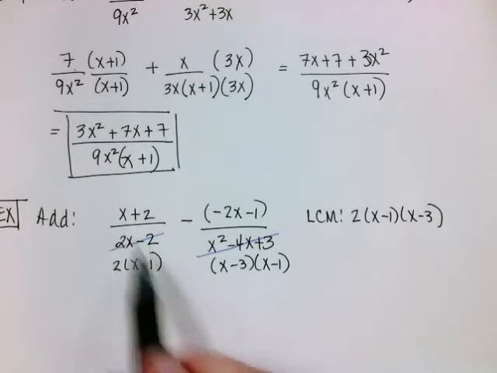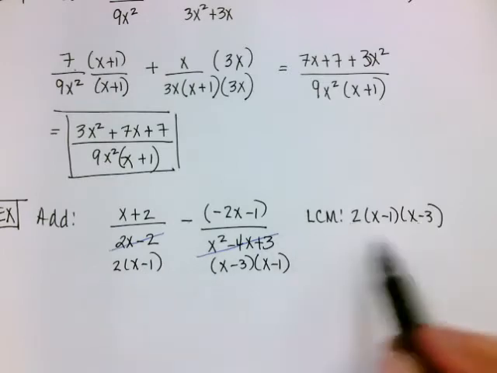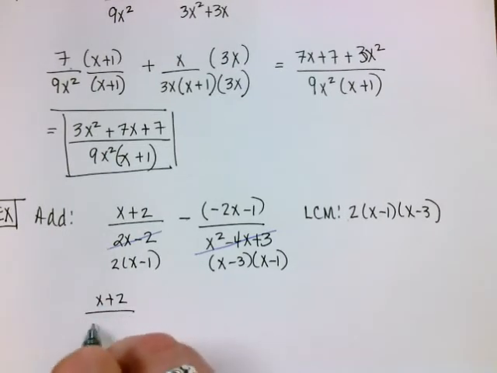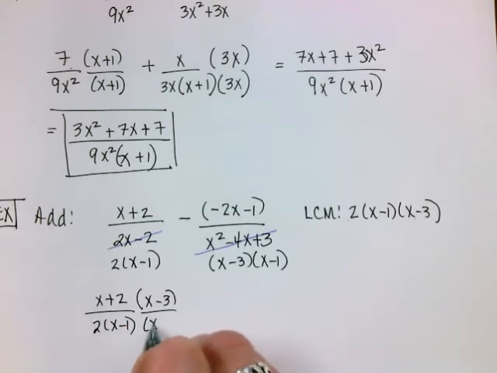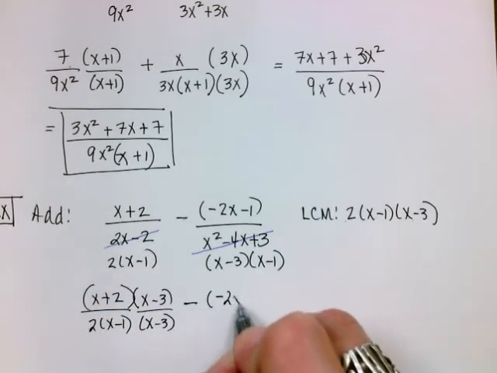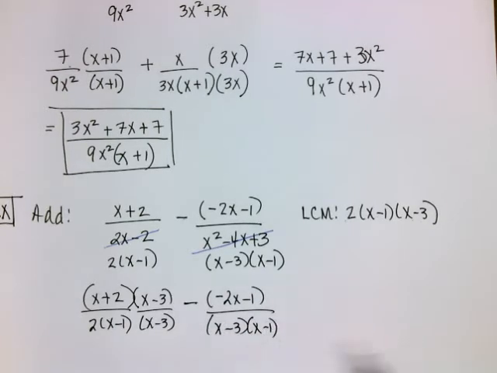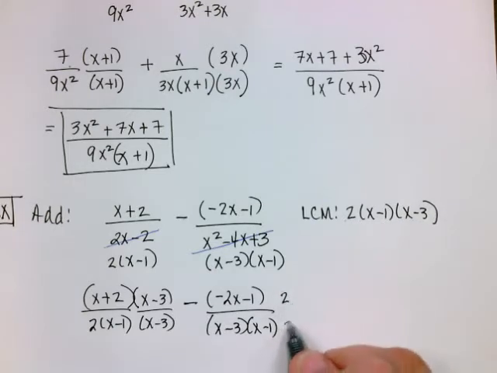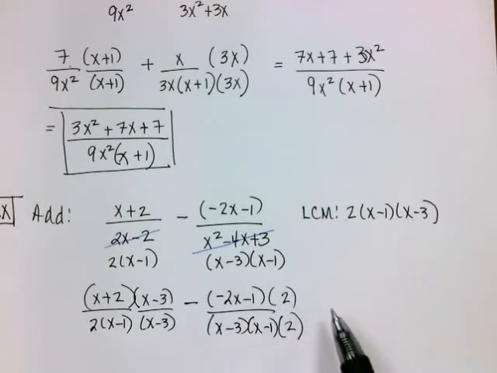So I need to fix the denominators. The first fraction has the 2, it has the x minus 1, it's only missing the x minus 3. So I'm going to have (x plus 2) over 2 times (x minus 1), and I'm going to multiply by (x minus 3) over (x minus 3). Then I'm going to write the minus, and I'm going to write my other fraction, and it was (x minus 3) and (x minus 1). This fraction has both of these, but it doesn't have the 2, so I'm going to multiply by 2 over 2. Now my denominators are the same, so I need to manage the top.